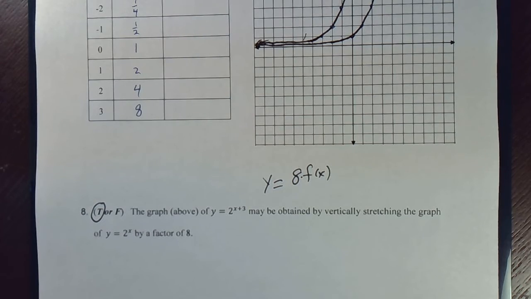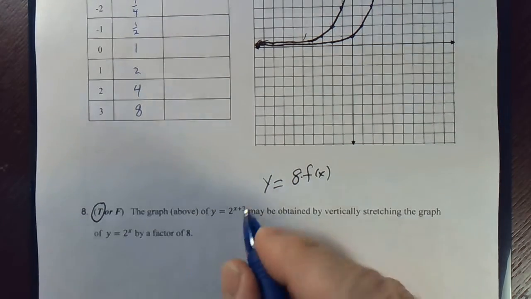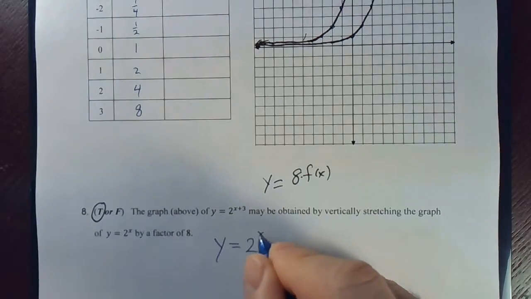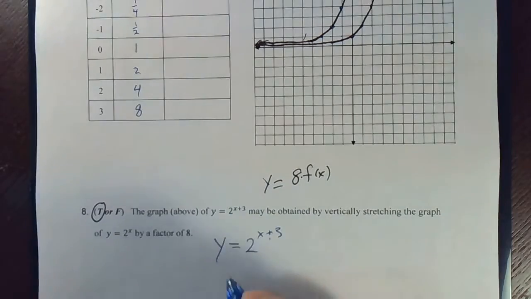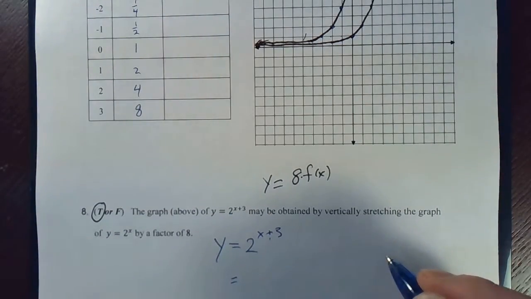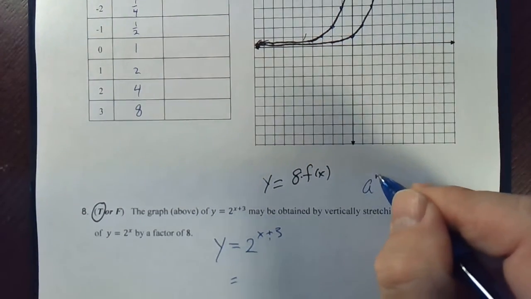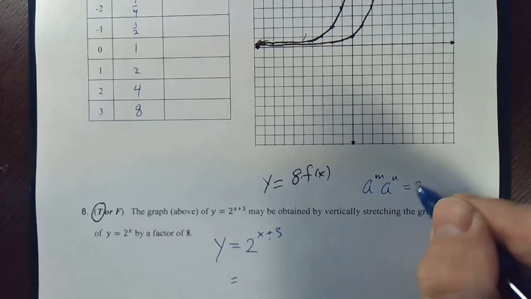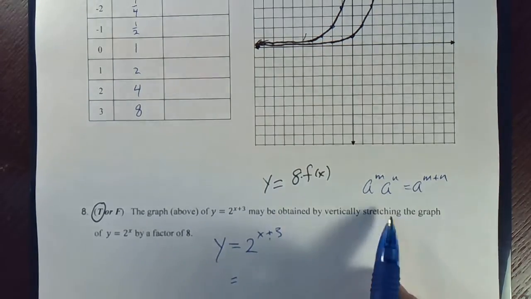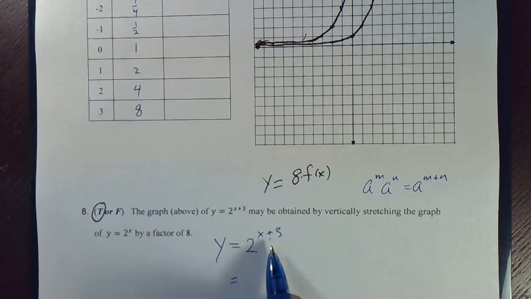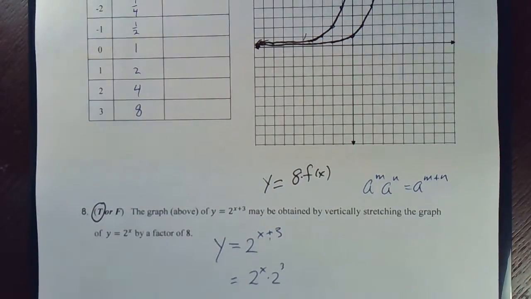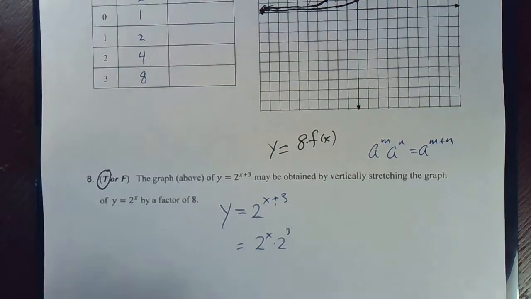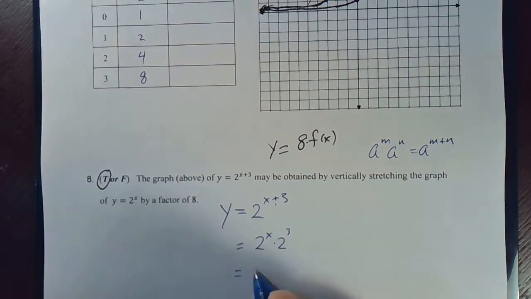Well, here's how we can show it very simply. y equals 2 to the x plus 3. If you remember your exponent rules, I'm going to use this one: a to the m times a to the n equals a to the m plus n. Remember that exponent rule? How could I break this down going in the reverse direction? That's equal to 2 to the x times 2 to the third. What's 2 to the third equal to? 8.